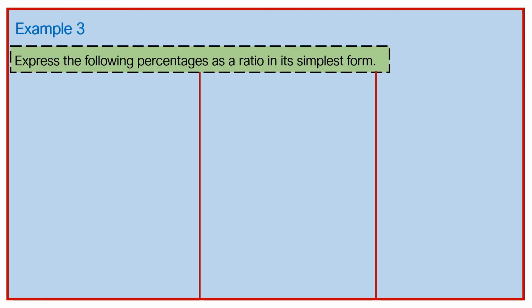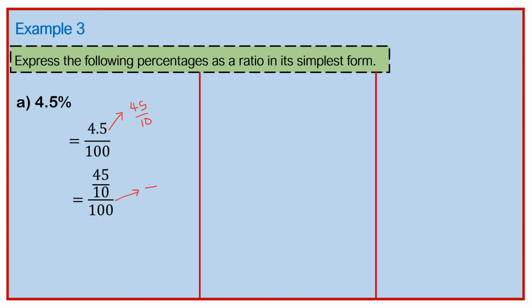Okay? In example 3, we have got decimal numbers. So we have 4.5%. Remember, we know that percent means out of 100. So this means that 4.5% means 4.5 out of 100. But remember that 4.5 means 45 out of 10. So that's why we will have 45 out of 10 divided by 100.